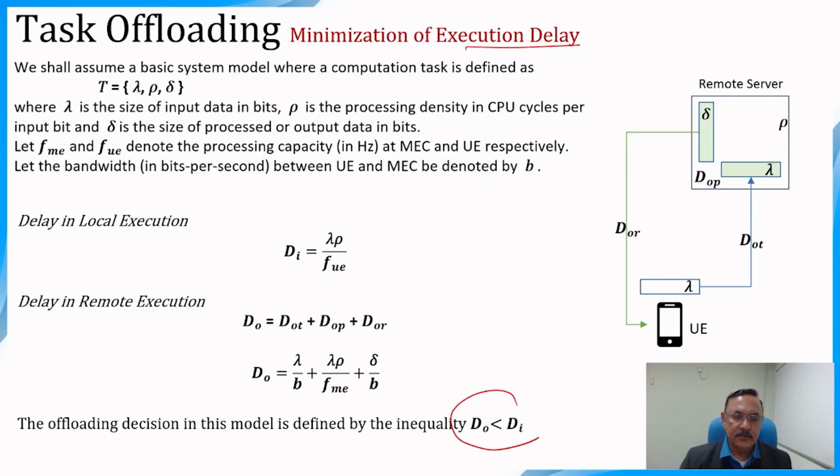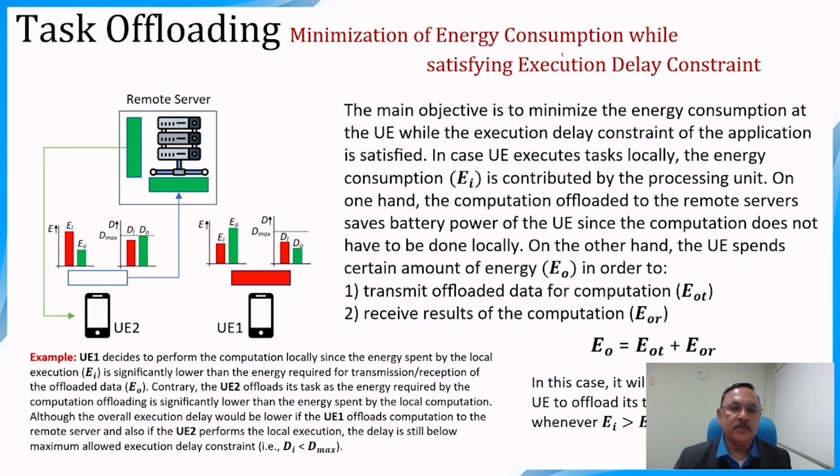So, the offloading decision is defined by this inequality: if D_O is less than D_I, offload. Now, minimizing the energy consumption while satisfying the execution delay constraints. Here E_O is equal to E_OT, the energy to transmit the offloaded data for the computation, plus E_OR, the energy to receive the result from that. So, if the energy is less in offloading, then it is favorable for the UE to offload its task to the remote server.